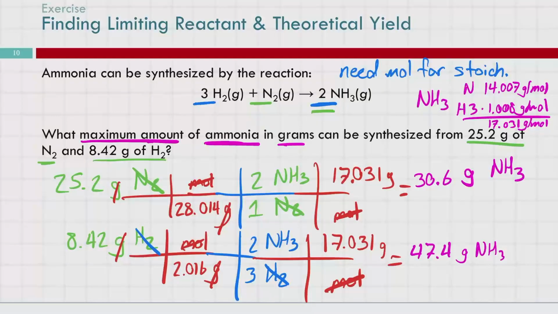Just a note for these, for the second calculation, we've got 2 things on the bottom. You have to either multiply these in parentheses. So you would do 8.42 times 2 times 17.031, divide by, and then put the 2.016 times 3 in parentheses. Or you can divide by 2.016 and then also divide by 3. And then you don't use parentheses. You should get 47.4 grams NH3.